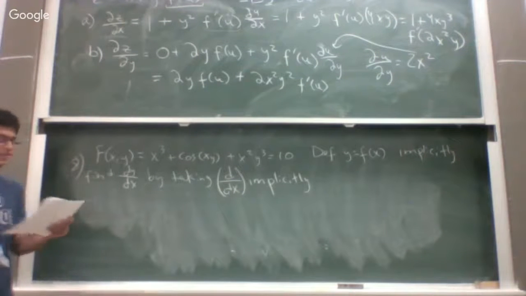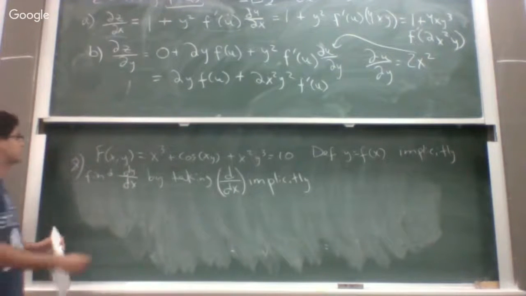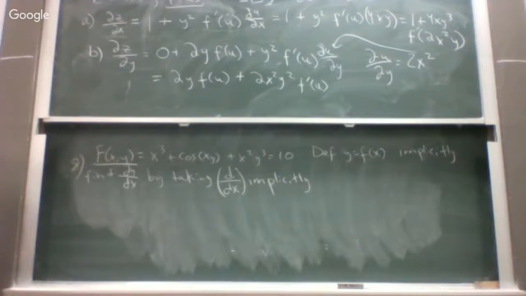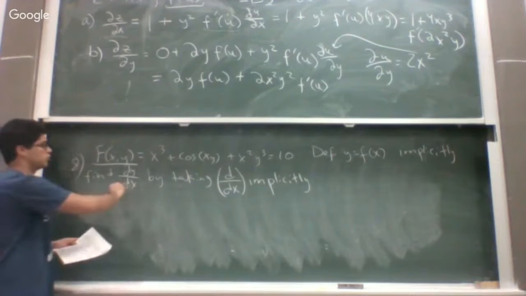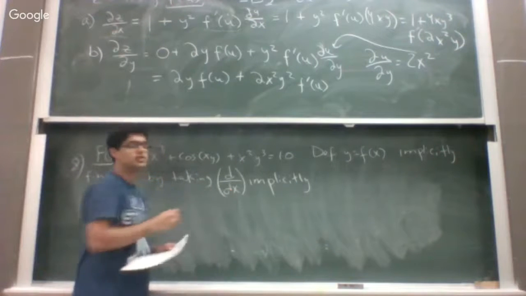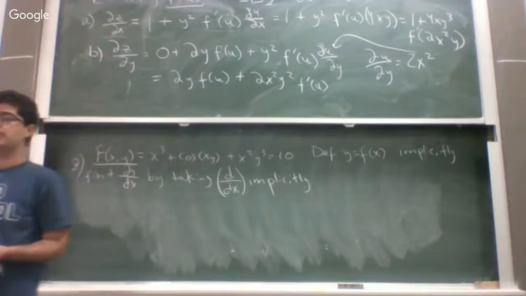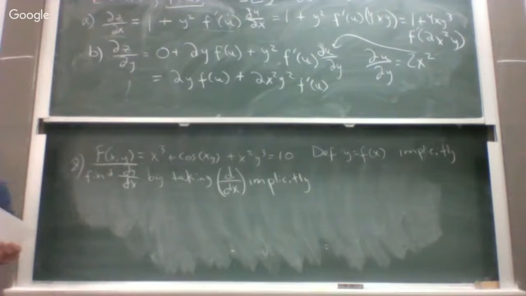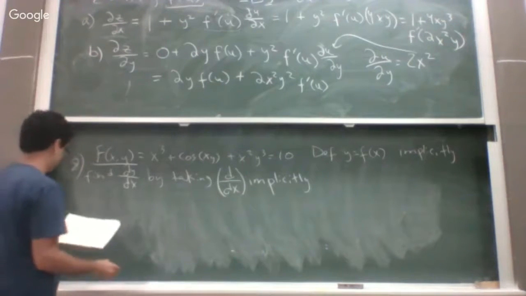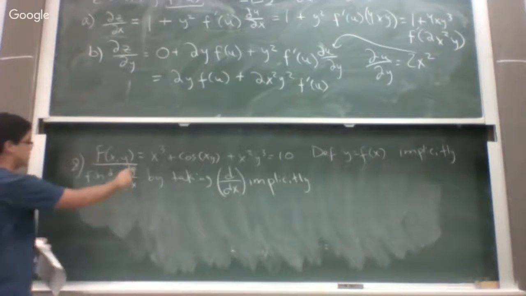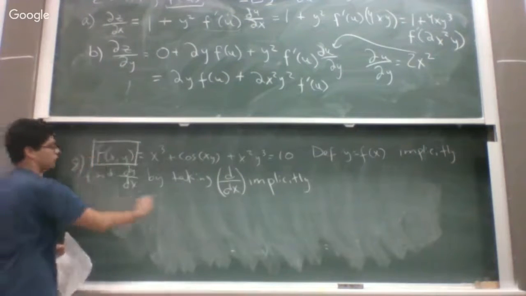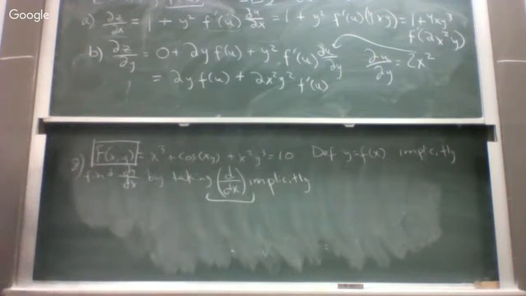Okay, guys. For number 8, we are given the function f of x comma y, and we need to find dy dx by taking the derivative of the entire thing. So this problem is trying to find y prime, which you guys have done before. So let's take the derivative of this entire function with respect to x. So it's not a partial derivative.